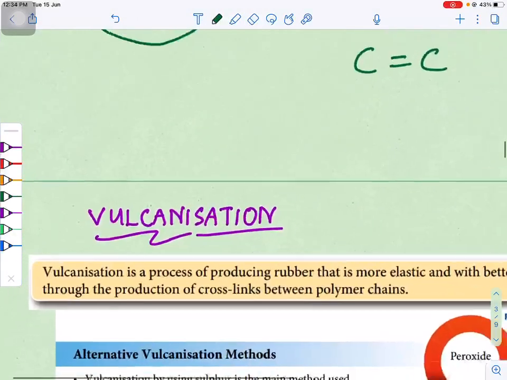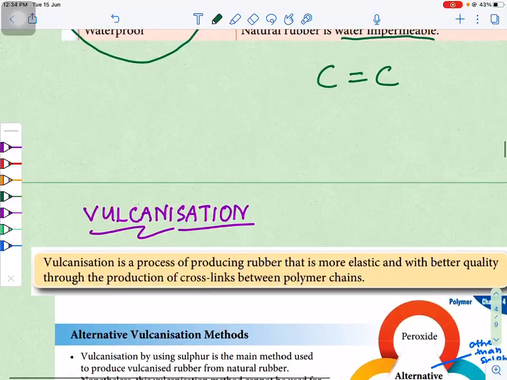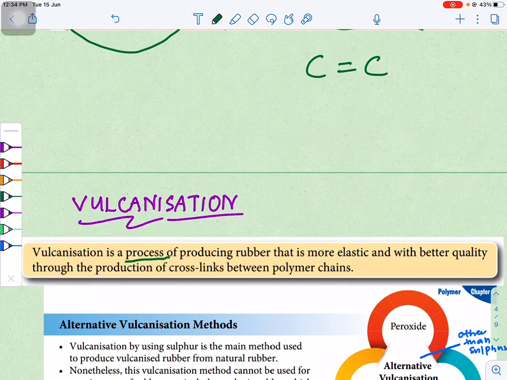So how to treat? This is the process. Okay, the process is known as vulcanization. What is vulcanization? Vulcanization is the process whereby we produce rubber that is more elastic, lebih elastic, and with better quality through the production of cross-link between the rubber polymer chain. This is how vulcanization is produced. Okay, we form cross-link between the rubber chain.